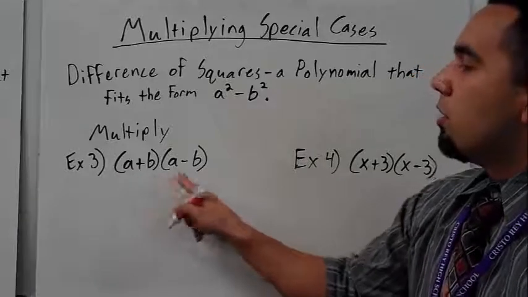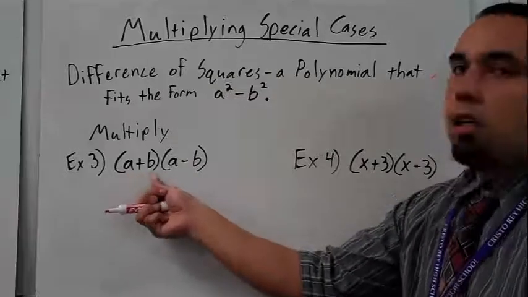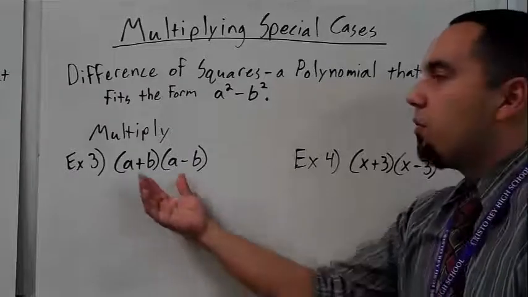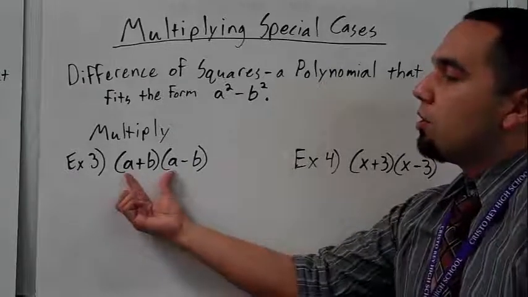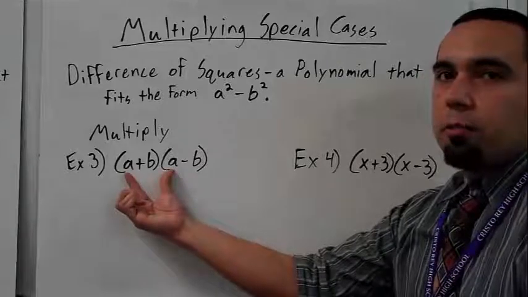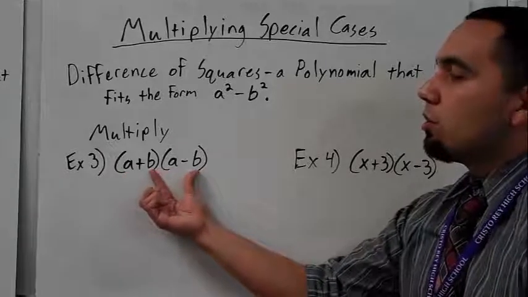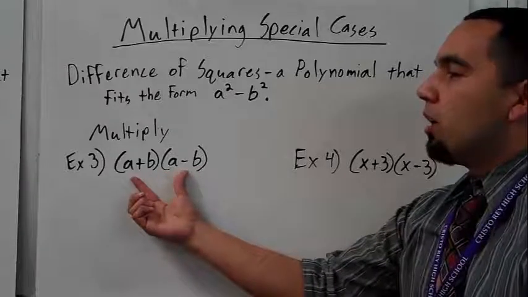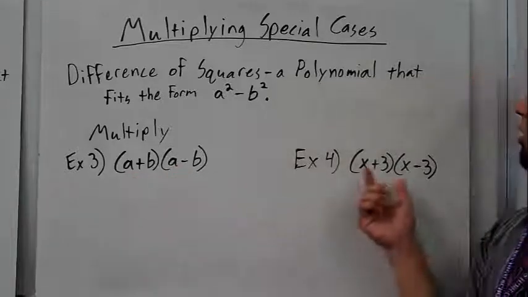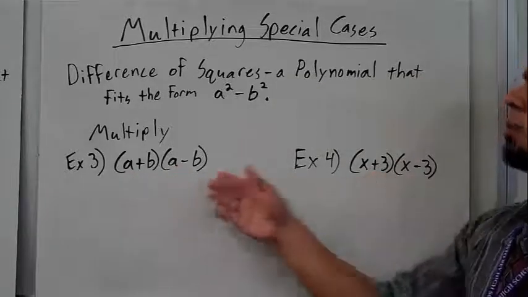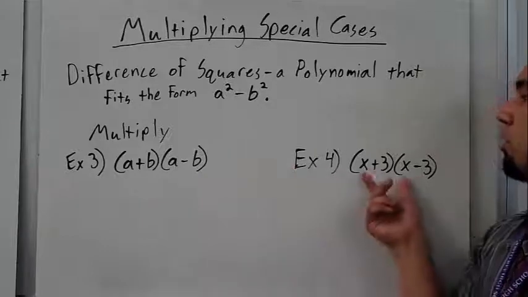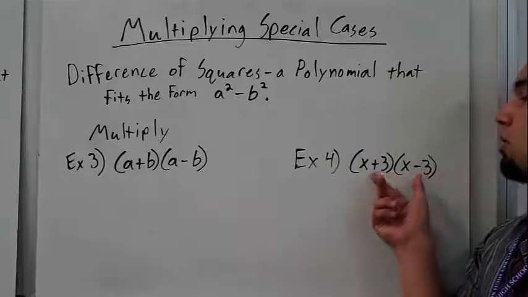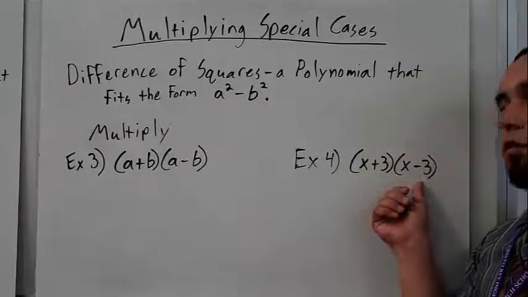So this one, if you notice, I'm multiplying a plus b times a minus b. And the difference of squares will always fit that form. The first terms in each binomial will always be the same, and the second terms will always be the same, except that one will be positive and one will be negative. And that's kind of true of what we have here in example 4. Both of these problems that we're going to do are going to be the difference of squares. But you notice that the first terms are both x, and the last terms are both 3. It's just that one's positive 3 and one's negative 3.